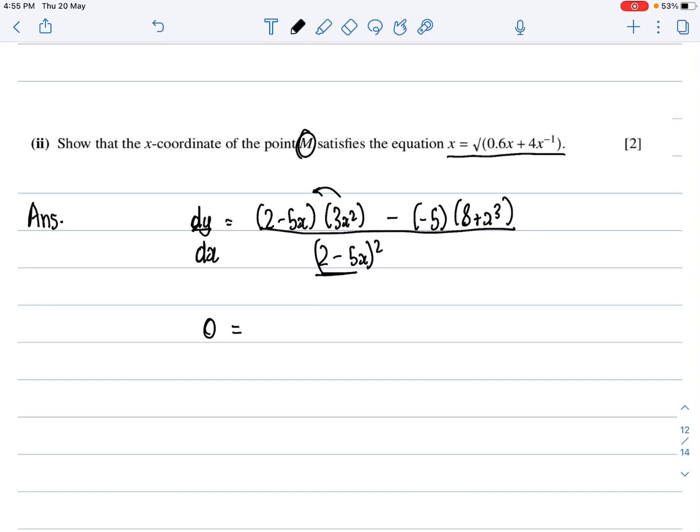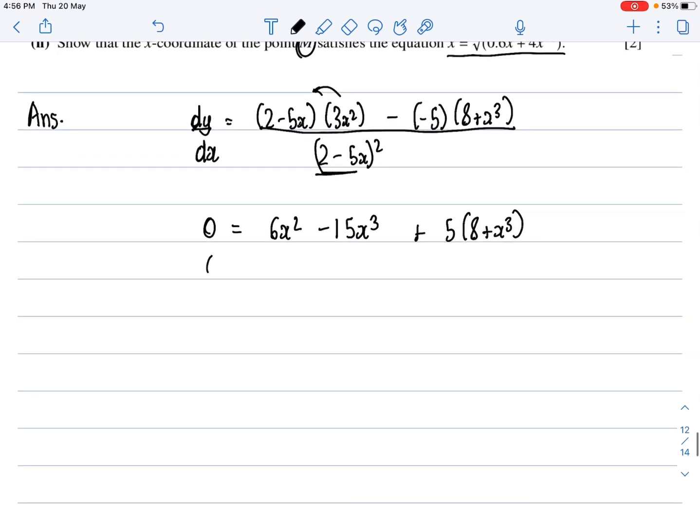So when I expand this, I do 3x square into 2, which will give me 6x square. Then 3x square into minus 5x will give me minus 15x cube. Then I'll get plus 5 into 8 plus x cube here. Correct. So I can write this as 0 equals to 6x square minus 15x cube plus 40 plus 5x cube.